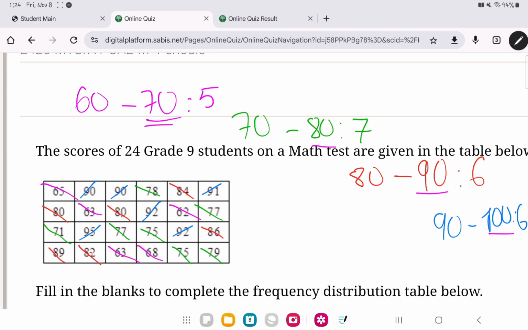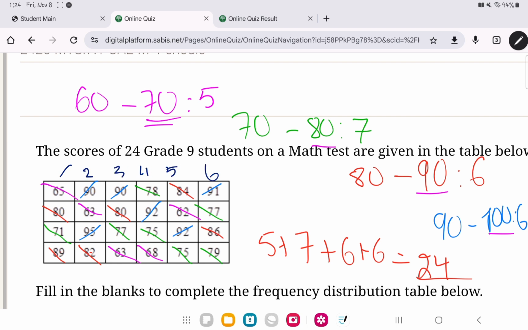Now, something cool that you should know is that if you add all of the frequencies together, so 5 plus 7 plus 6 plus 6, you can do it on your calculator, you are going to get 24. Now, this over here is what? This is the total number found in the box. You can count it directly, or you can do 6 times 4.